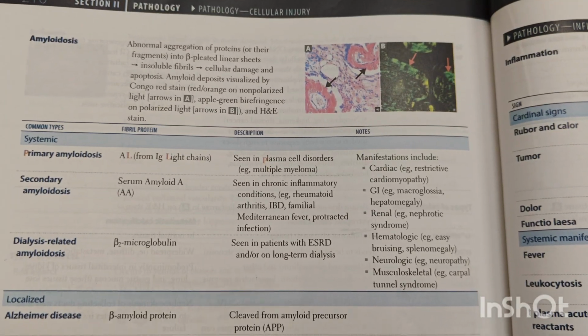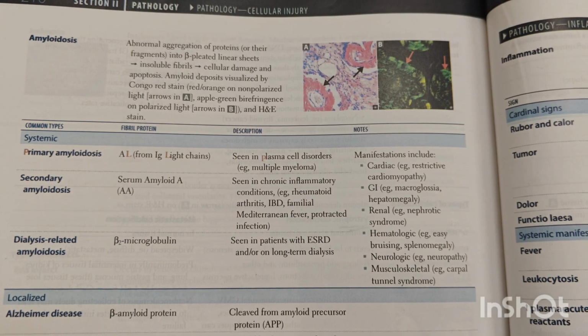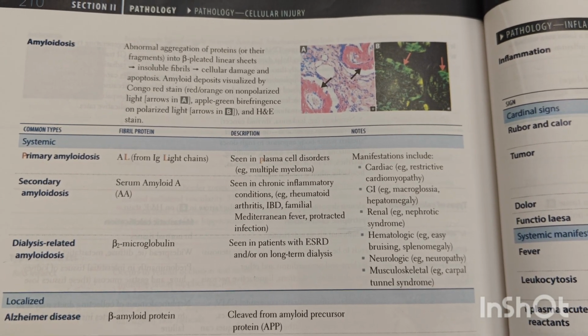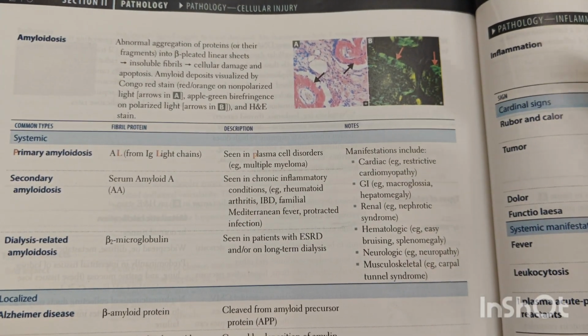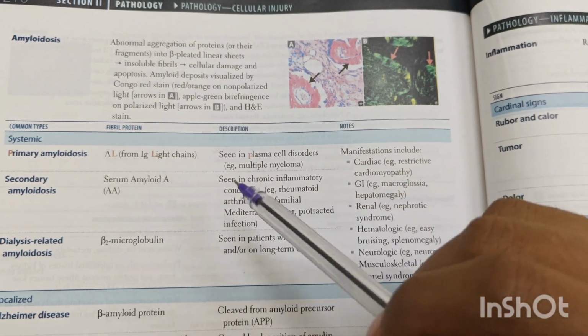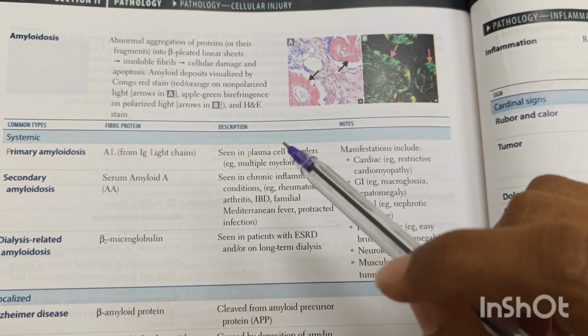Now let us begin part 2, and in this part 2 we'll see amyloidosis. So what is amyloidosis? It's an abnormal misfolding of protein that gets accumulated in the extracellular space. The structure is like beta pleated linear sheets, and they are insoluble fibrils. They lead to cellular damage and finally apoptosis.